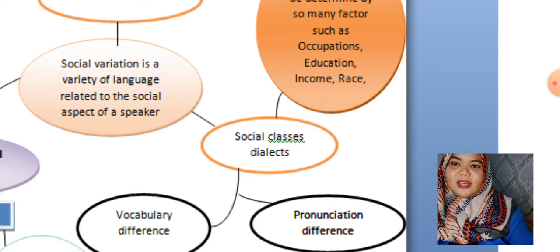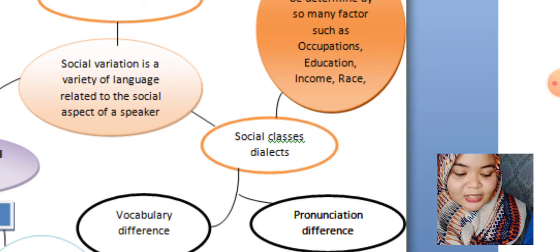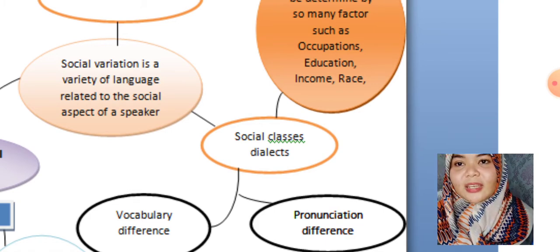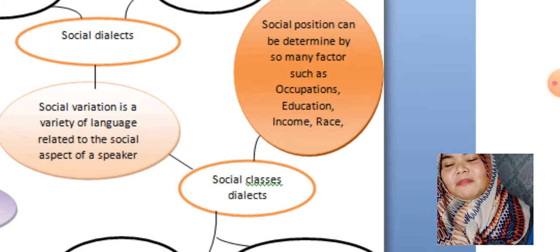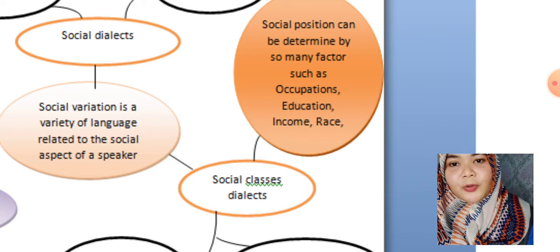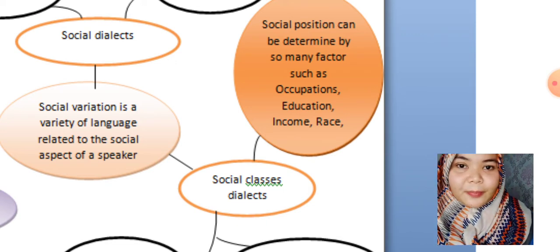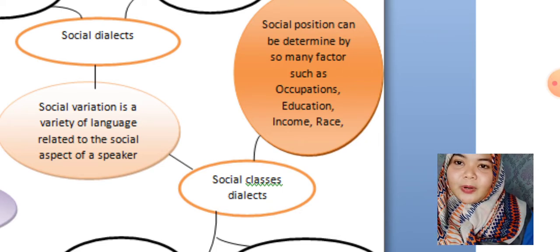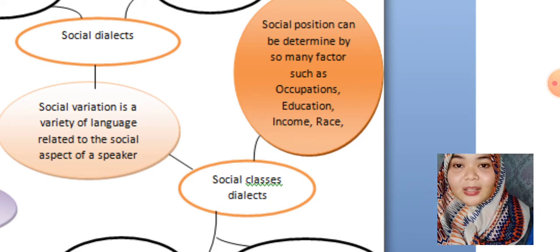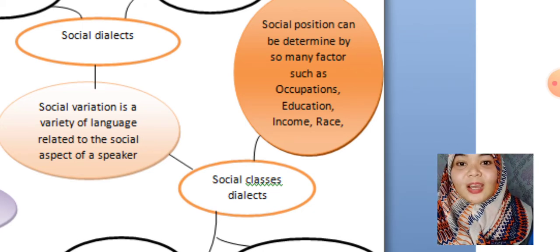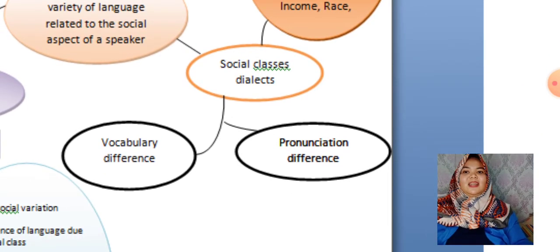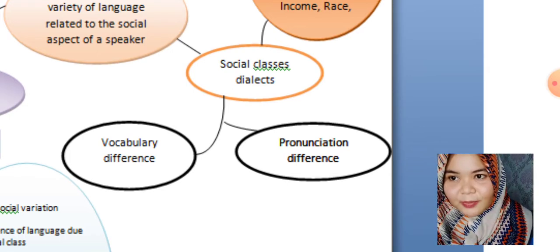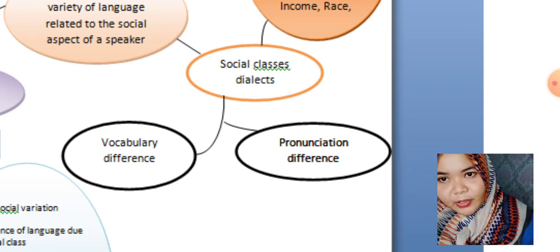The second category is the social classes dialect. Social classes dialect is more like who you are in a society. Social position can be determined by many factors such as occupation or education, I mean your educational background. Are you a well educated person or not? It will cause you to use a different type of language. Social classes dialects could be visible by the difference of vocabulary and pronunciation.